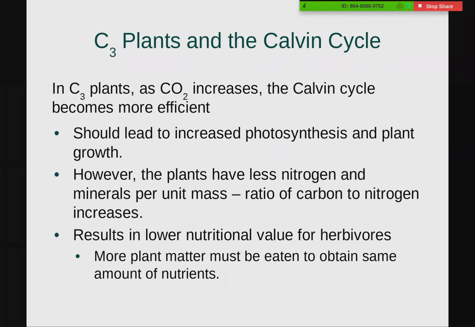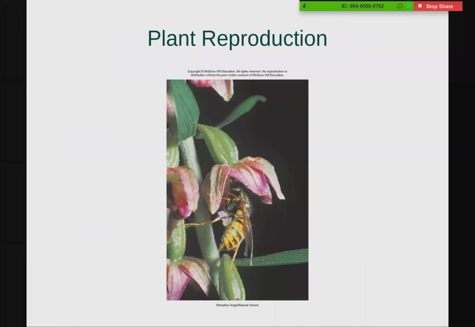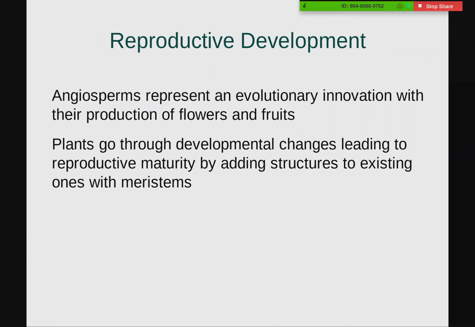So that's plant nutrition. Now let's talk about how plants reproduce. So how plants produce the next generation. Now, in particular, we're thinking about angiosperms here. Angiosperms, as we discussed, are the major evolutionary innovation with the production of flowers and fruits. And plants go through several developmental changes leading to reproductive maturity by adding structures to existing ones with their meristems.